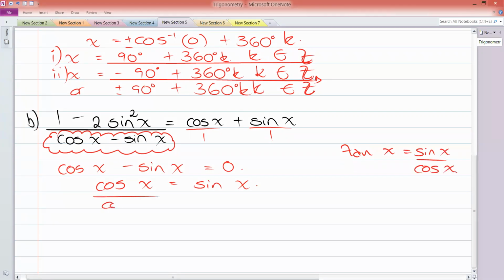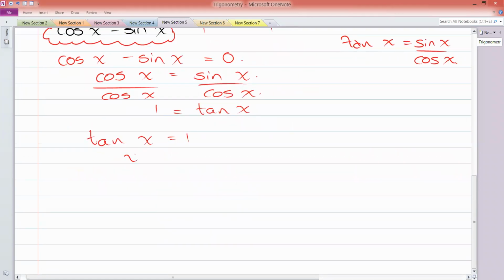So I'm going to divide both sides by cos x. What you end up having is tan x is equal to 1. So this is what we're going to solve here. Tan x is equal to 1, inverse tan both sides. x equals inverse tan 1 plus the period for the tan graph, which is 180 degrees K. K is an integer. So for tan, you have one general solution. So what is inverse tan 1?